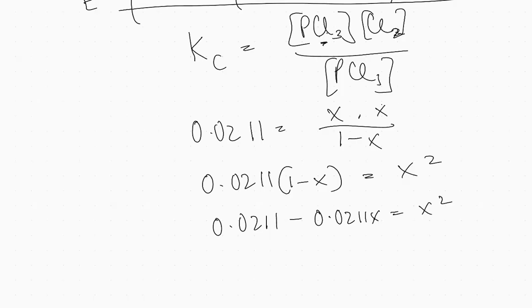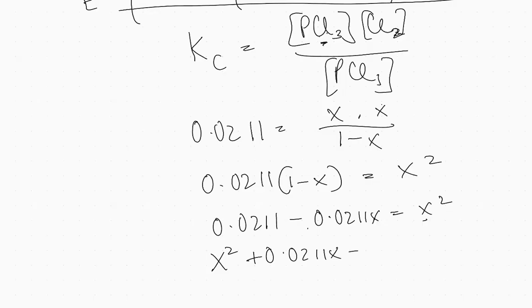I'm bringing these ones to the other side. X squared. So just understand the adjustment I have done here. X squared is here. I'm taking this one to that side, the other one to that side, right? So when I take that, I get plus 0.0211x minus 0.0211 equals 0, right?